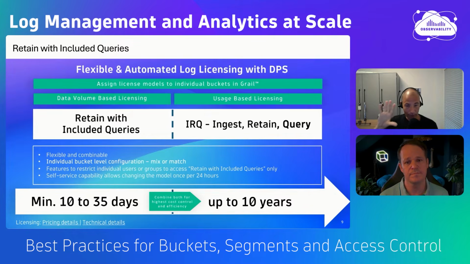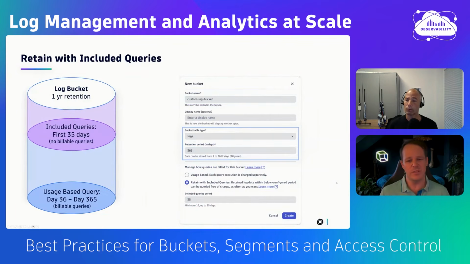And if I get this correctly, what I see here on the left, retain with included queries: if I specify a bucket where I say certain logs go into this bucket, and if this bucket has a retention rate between 10 and 35 days, I can opt in to say, I don't want to pay for any queries additionally. That means everything I put in there, my data volume based licensing, then includes the query, which is a great use case if you're doing a lot of exploratory querying, I guess. Correct. Yes. Cool. So I've already prepared a slide that visualizes it a little better.